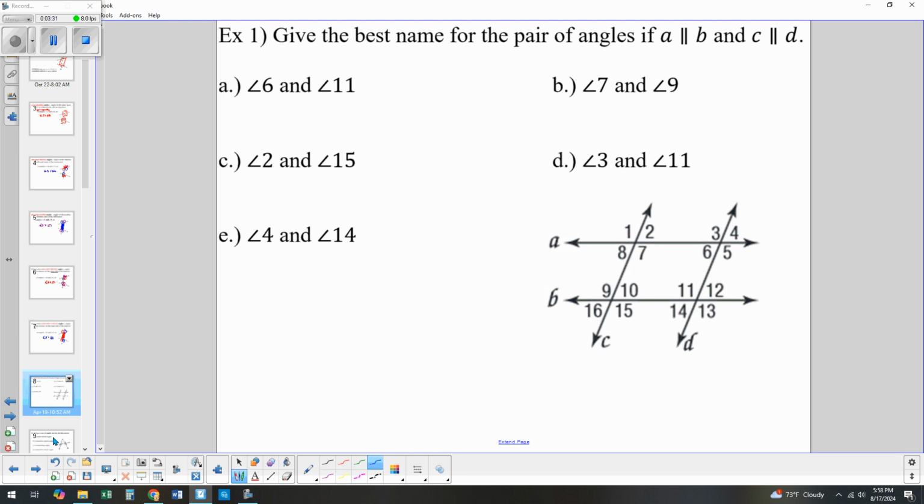In example 1, we want to give the best name for the pair of angles. It does say if the lines are parallel. That's not going to matter to us yet, but it will. So angle 6 and angle 11. They are between these two lines here. So I'm going to say they are a kind of interior, and they're on the same side of the transversal. So this is going to be consecutive interior.